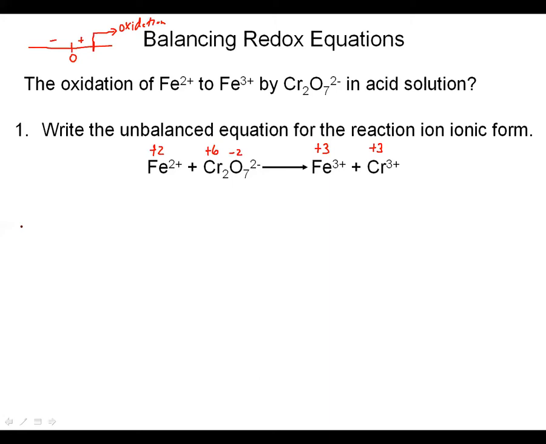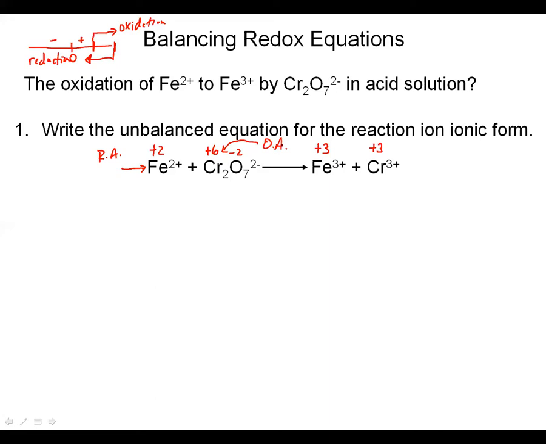While if you look at the chromium in this particular case, the chromium is starting at +6, which would be down here, and ending at +3, which would be going in this direction. And again, in that direction, it is reduction. So in this particular example, the iron is being oxidized. And because the iron here is being oxidized, it is the reducing agent, while the dichromate over here is being reduced, which means the dichromate is the oxidizing agent in this case. So again, those guys are opposite of each other.